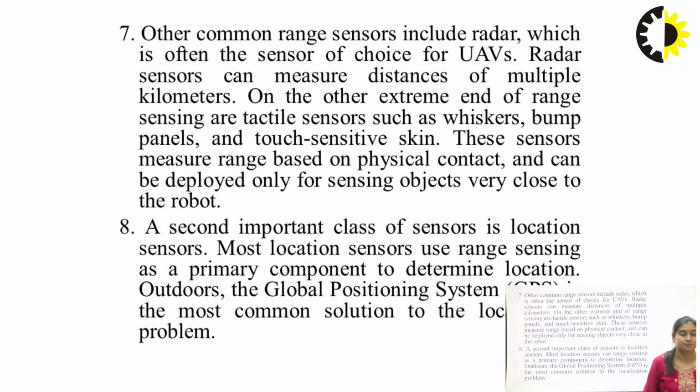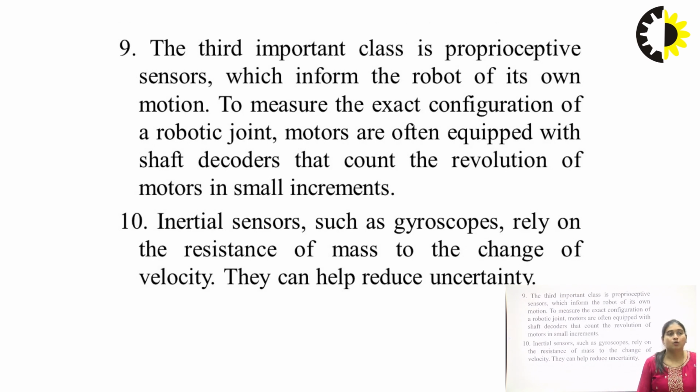Now, the second important class of sensors is location sensors, and most location sensors use range sensing as a primary component to determine the location. Outdoors, GPS, which stands for Global Positioning System, is the most common solution to the localization problem. So this is also an important class of sensors, the location sensor. The third important class is the proprioceptive sensors, which inform the robot of its own motion.